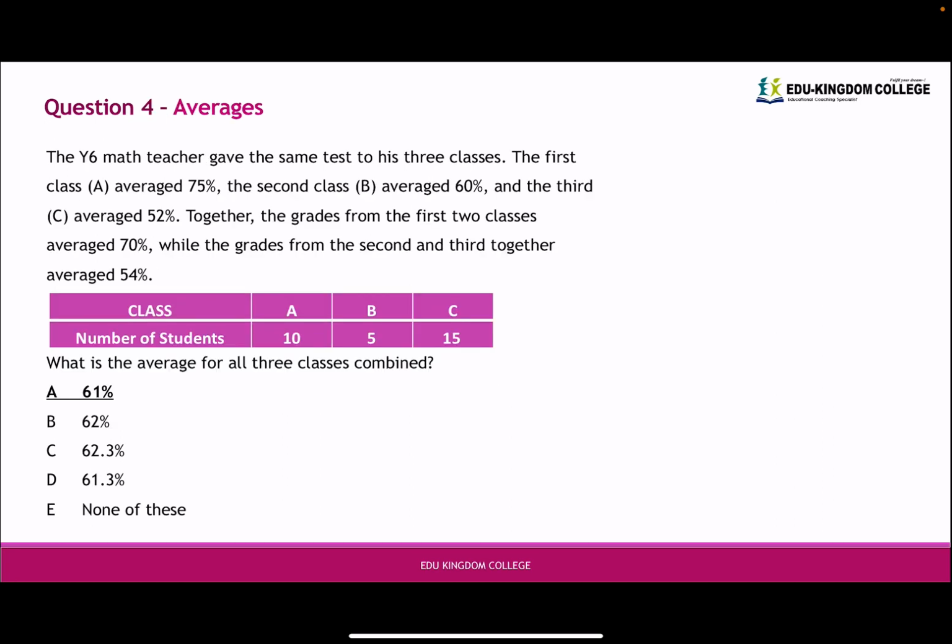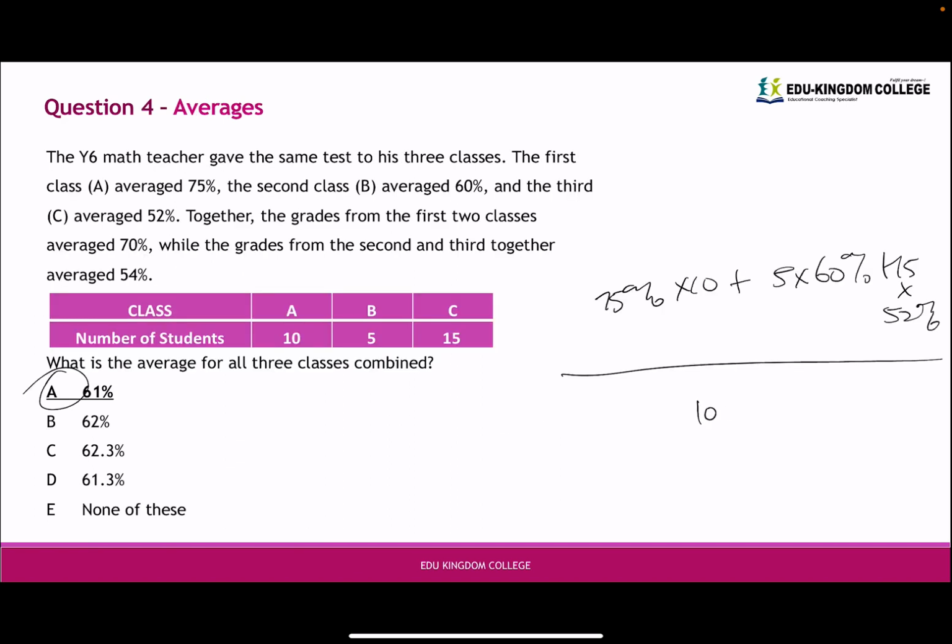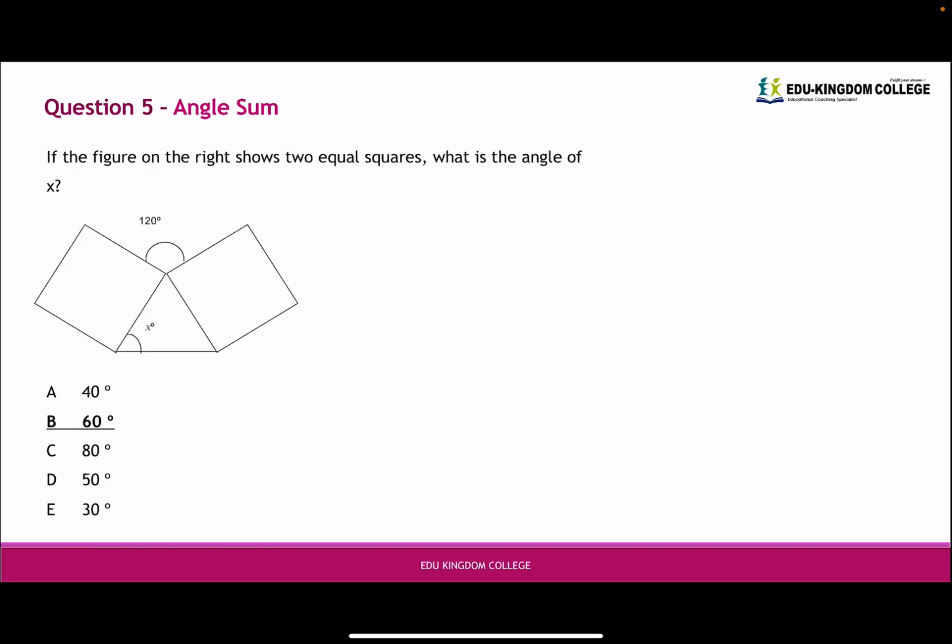Now, question 4, we have an averages question. So it should have just been 75% times 10 plus 5 times 60% plus 15 times 52%. Sorry, it should have all been over 10 plus 5 plus 15, which equals 30. So these over 30 should have given you 61%.